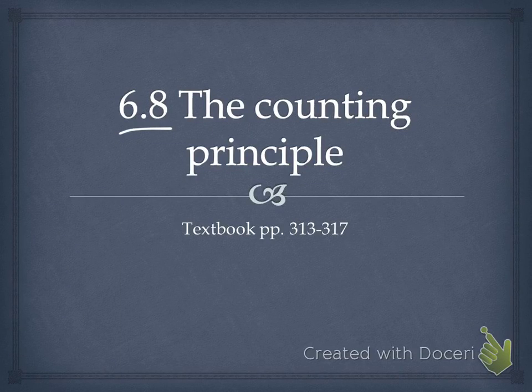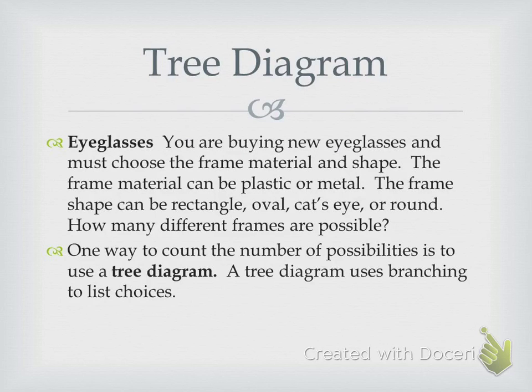All right, today we're in section 6.8, the counting principle on page 313. We are going to learn two different ways to find the total number of possibilities, or to count the number of possibilities given a combination of different categories. All right, so let's read this first example together. It's right up here on the board.